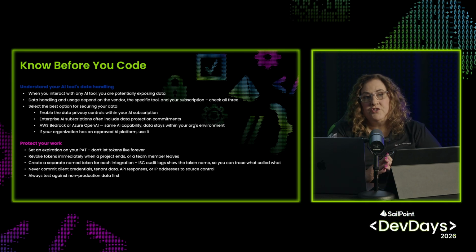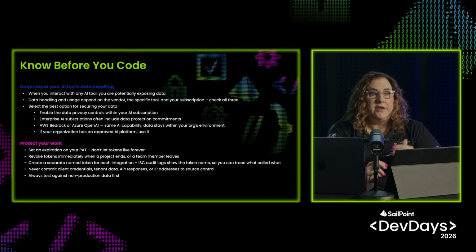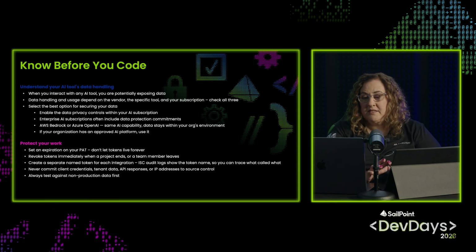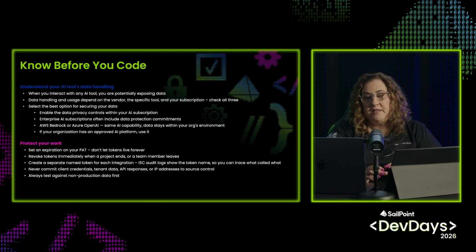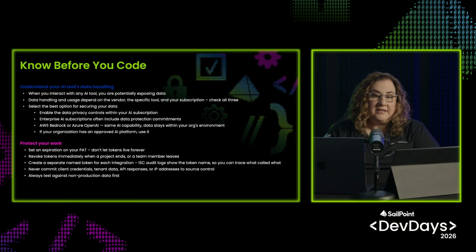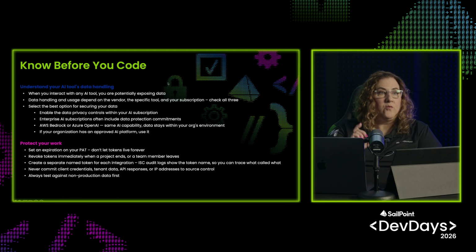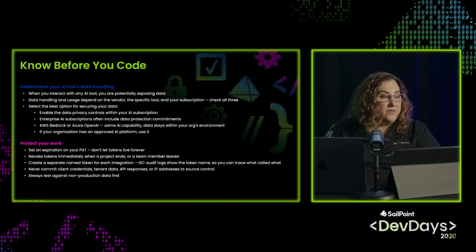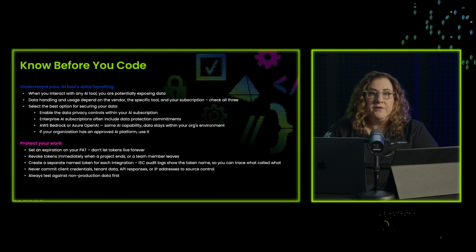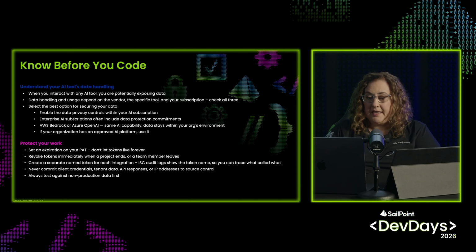And then as you're building up your code and you're working on a project like this, we want to make sure that your setup is not committing any client credentials, organization tenant data, responses from APIs, or IP addresses to your source control. So look at the best practices for your particular setup. And just in general, always start with non-production data. Walk through samples before you access this in your production tenant. So that's kind of just a very high-level overview of things that you might need to do getting started.